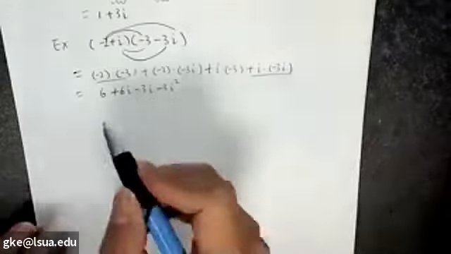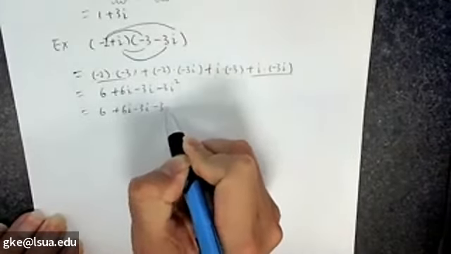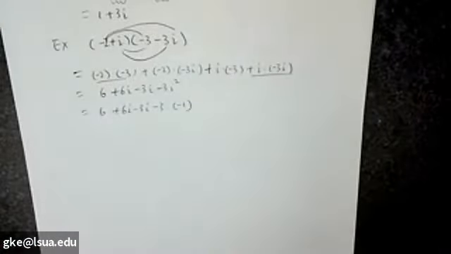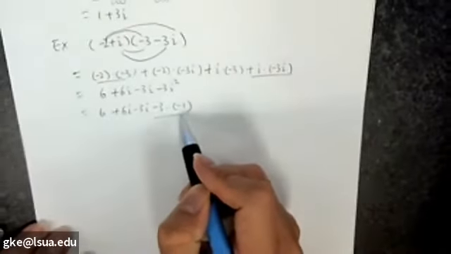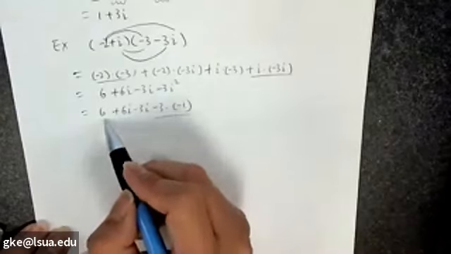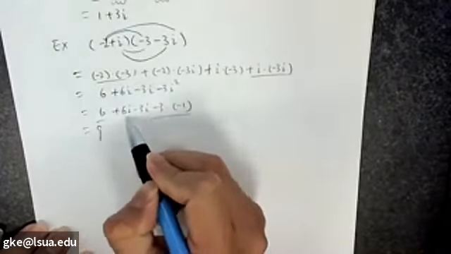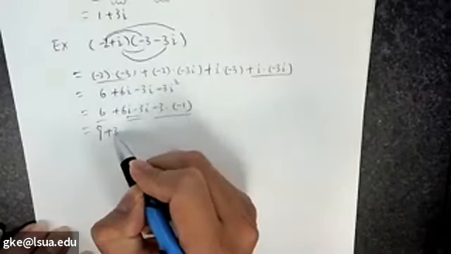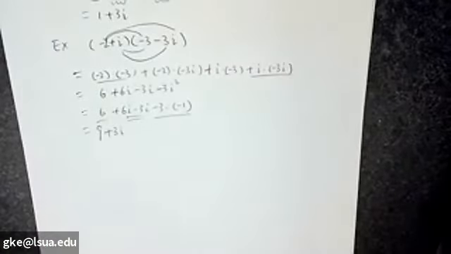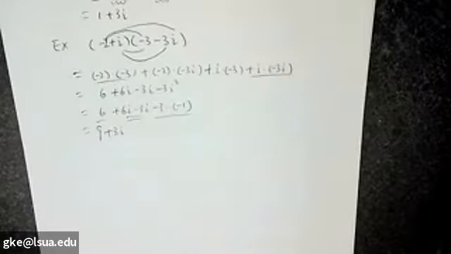And as we know, i squared equals -1. Right? So we're gonna get what? -3 times -1 is +3, plus 6, 9. And the imaginary part is 3, right? So it should be 9 plus 3i. Okay, 9 plus 3i.